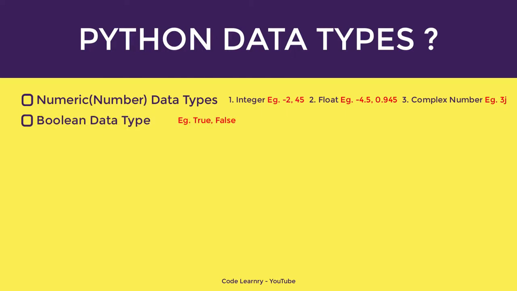Now let's talk about Boolean data types. A Boolean data type is any piece of data that has the value of true or false. Now when writing Boolean data types in Python, they must start with a capital letter.